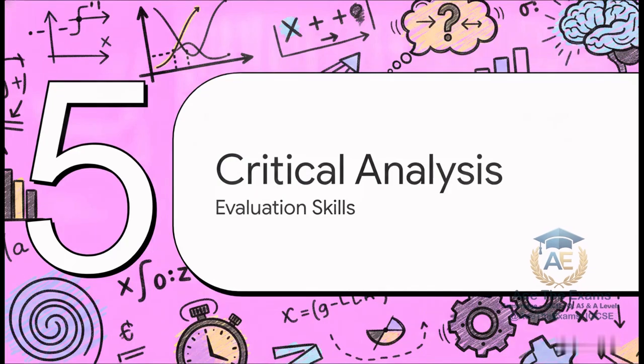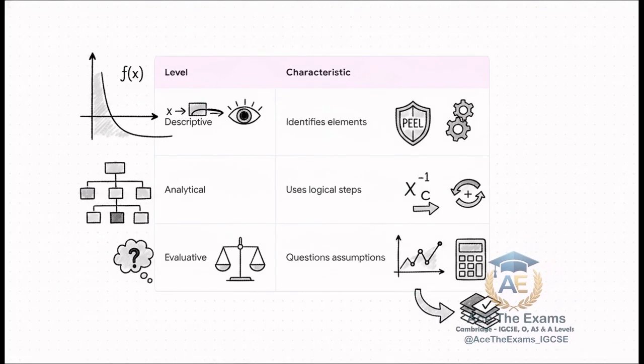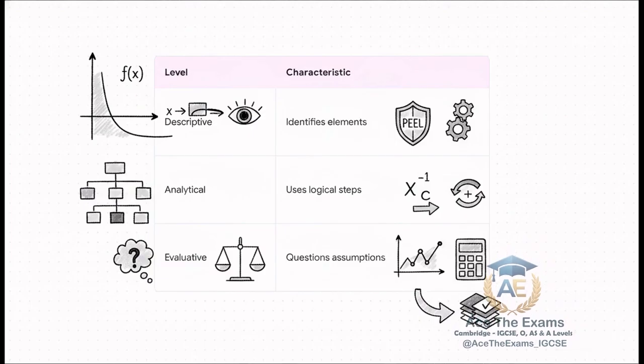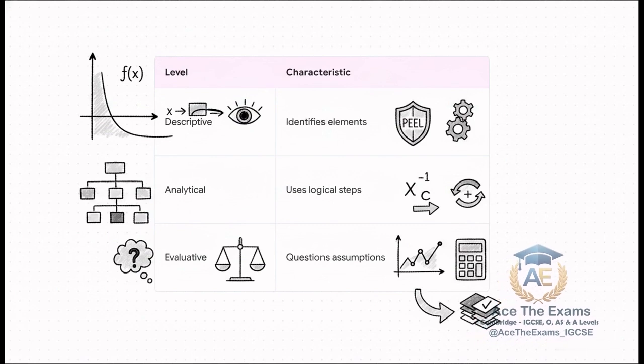Section 5, Critical Analysis and Evaluation. This is the final piece of the puzzle. This section is exactly where we move way beyond the basic descriptive level of math and step firmly into critical evaluation. Let me be clear, this is where the A-star candidates completely separate themselves from the rest of the pack.